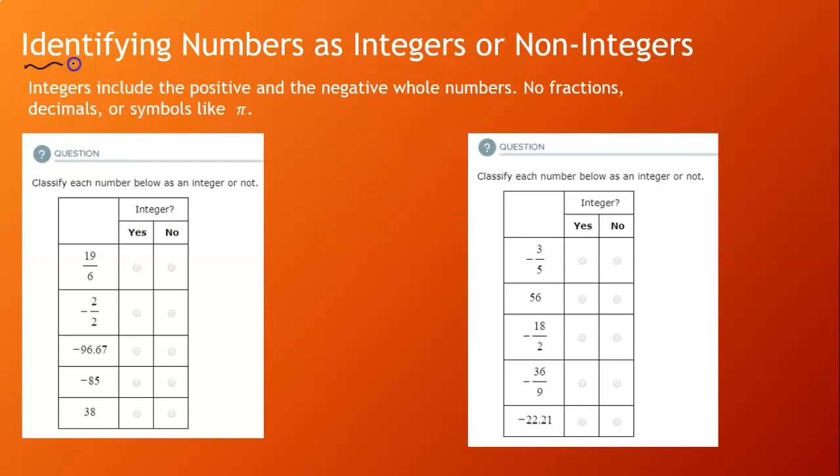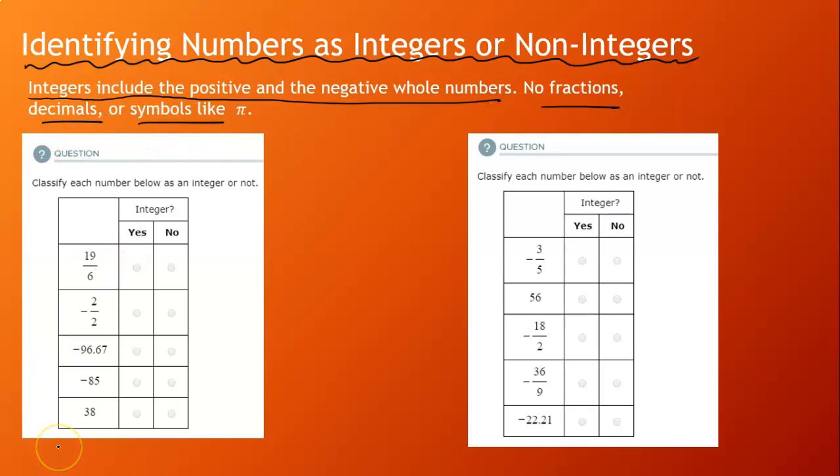All right, at the top of your paper, I want you to identify numbers as integers or non-integers. Make sure you've written that title down. And I want you to write down for yourself what integers include. Integers include the positive and negative whole numbers, no fractions, decimals, or symbols like pi. Pause the video if you need to and write that down now so that you have it to refer to later when you're doing your practice problems and when you're doing your quiz.